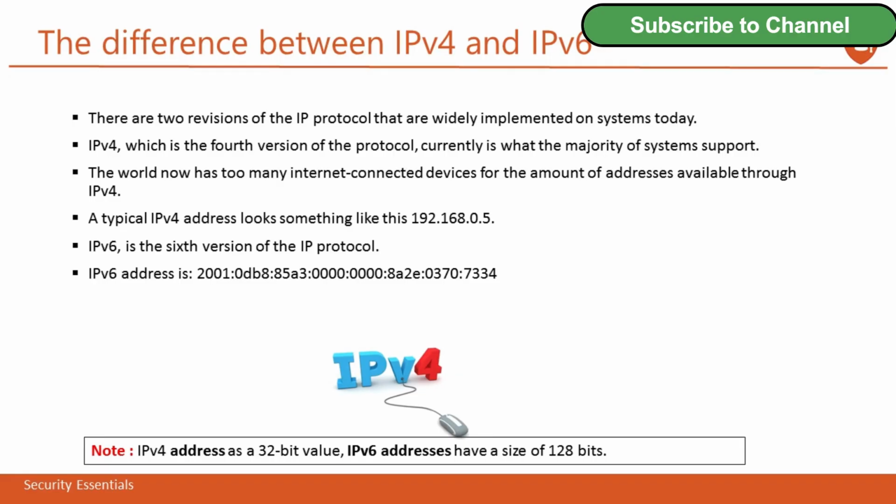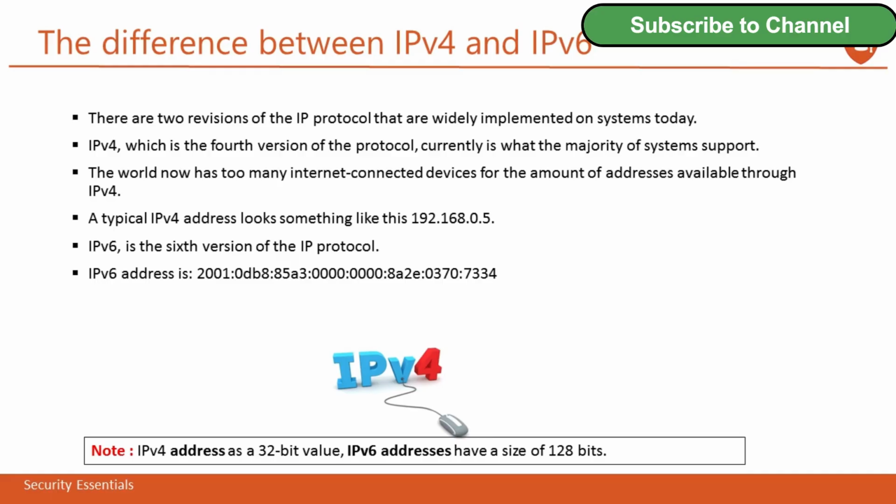A typical IPv4 address looks something like 192.168.0.5. That's an IPv4 address. Then IPv6 is the sixth version of the IP protocol, and it will look like something below, as you can see here. And so you notice the difference. An IPv4 address is a 32-bit value, and IPv6 is the size of 128 bits.